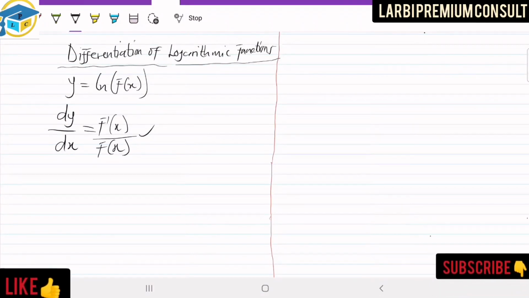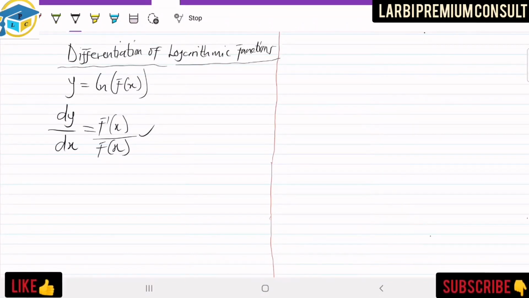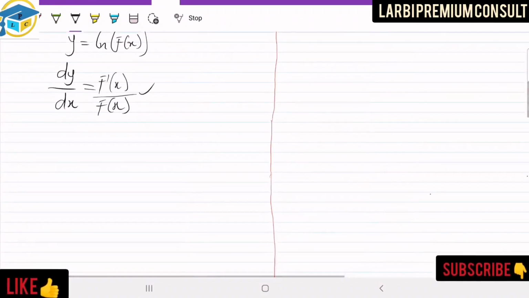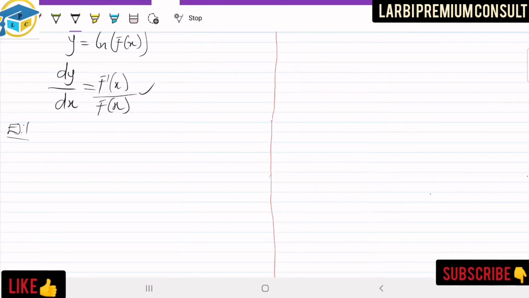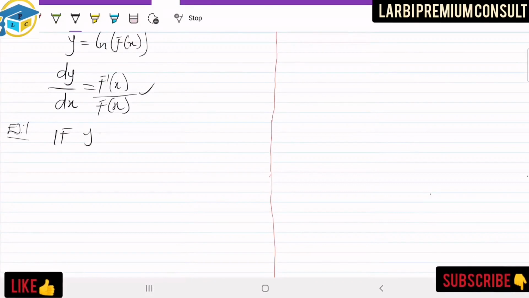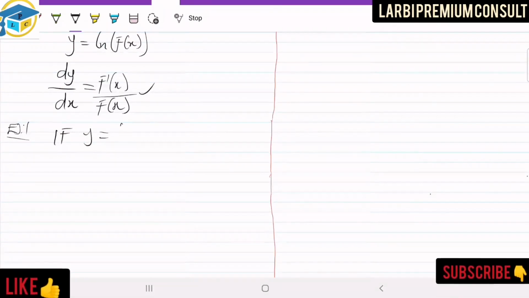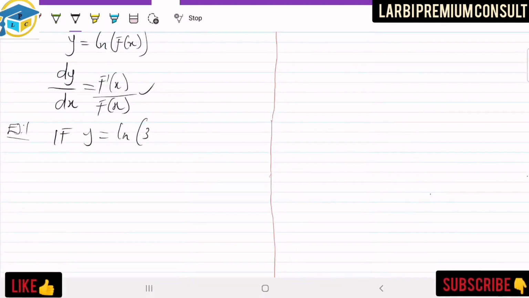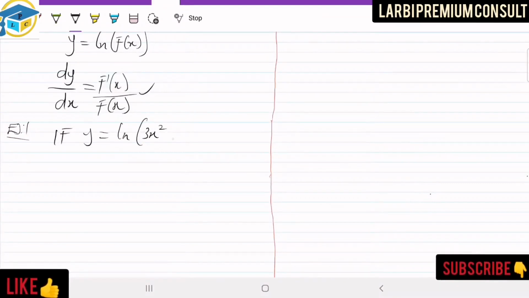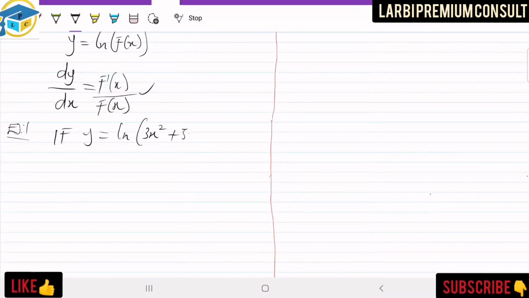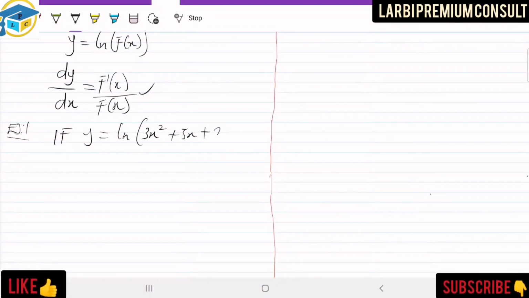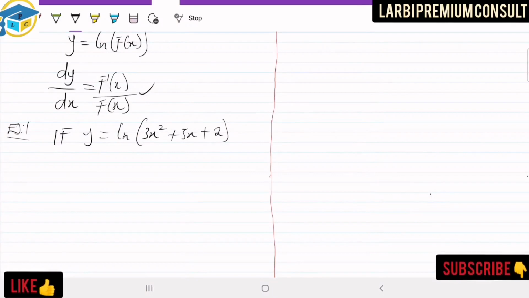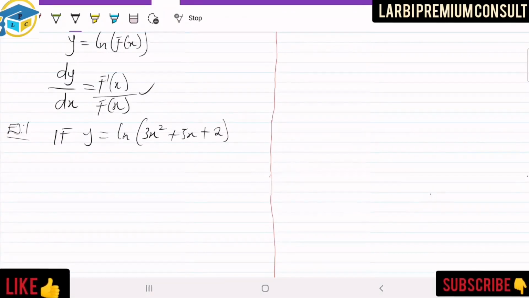So let's take an example. I think with examples you get it much better. Let's say example 1. If y is equal to log of bracket 3x squared plus 5x plus 2, and we are asked to differentiate, what is going to be the differential for this?